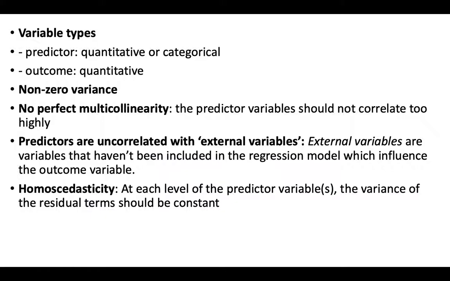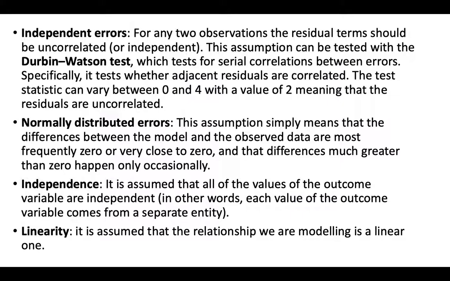Homoscedasticity, we will make our SPSS program to check for this. At each level of predictor variables, the variance of residual terms should be constant. So we have a method of checking for this. The next is independent errors. For any two observations, the residual term should be uncorrelated, and we will test this by the Durbin-Watson test, which should be around 2. So the Durbin-Watson test shouldn't be too smaller or too bigger than 2.